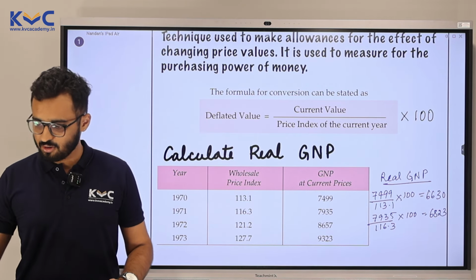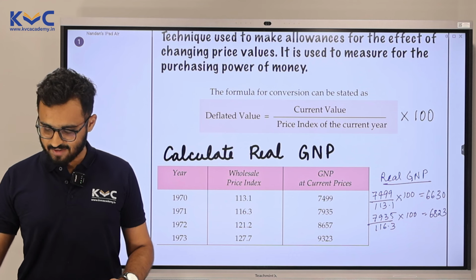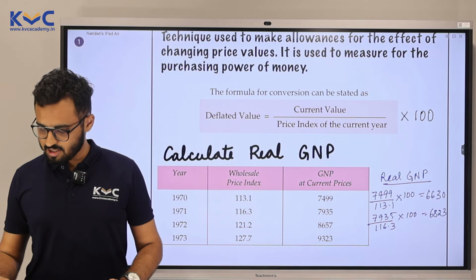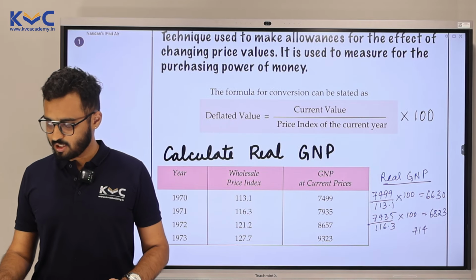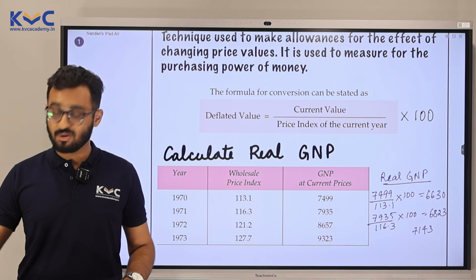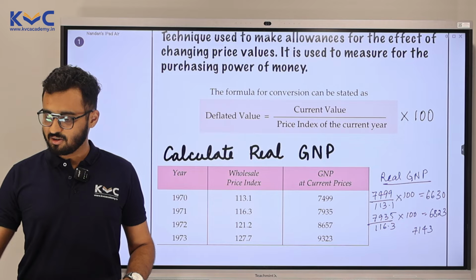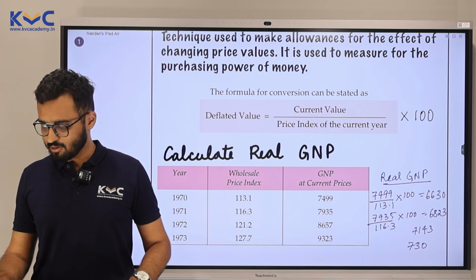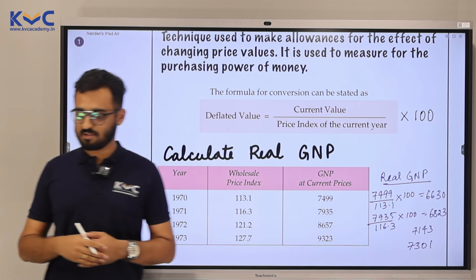The next two I'll directly do in the calculator. 8657 divided by 121.2 into 100, you get 7142.73, which is 7143. Next, 9323 divided by 127.7 into 100, you get 7300.7, which is 7301. So these are the real GNP numbers.